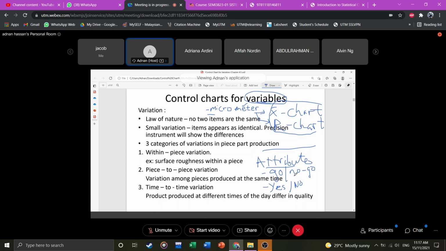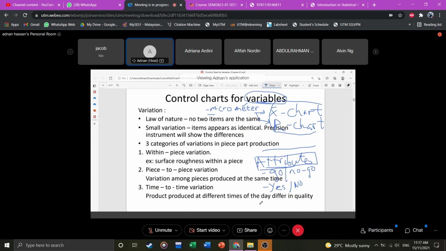Or we do just normal inspection to see whether a product is good or bad. Our decision is either good or bad, or accept or reject. This one is attribute. So we don't have measured values in such a situation. We just have the result: yes or no, go or no go, pass or fail. So these are two categories of control chart.